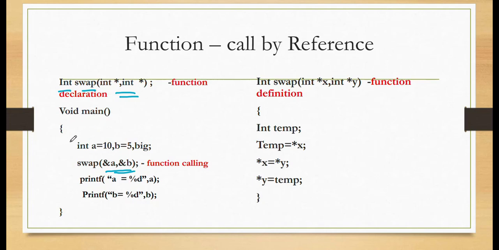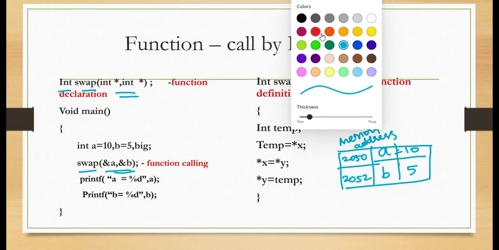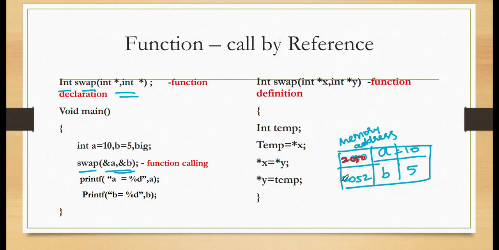In the main function, integer a equal to 10 and b equal to 5, and another variable. Now swap(&a, &b). What does ampersand mean? You are passing the address. Consider a equal to 10, this is the memory location, and b equal to 5. These values are stored at some memory addresses: 2050 is the memory address of a, and 2052 is the memory address of b.